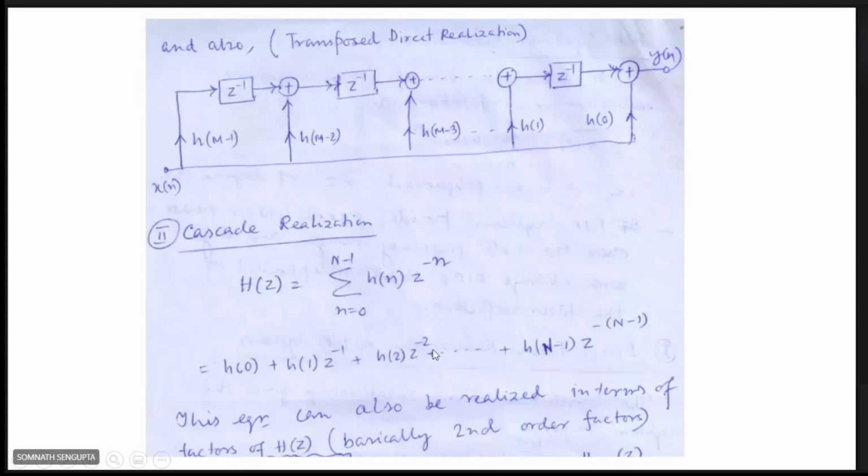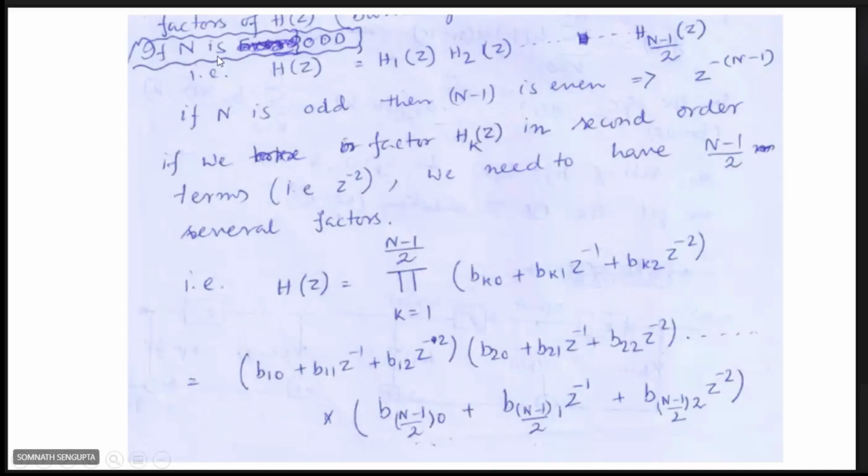So how will we write it? Suppose N is odd. So H(z) is equal to H1(z), H2(z), up to H((N-1)/2)(z).